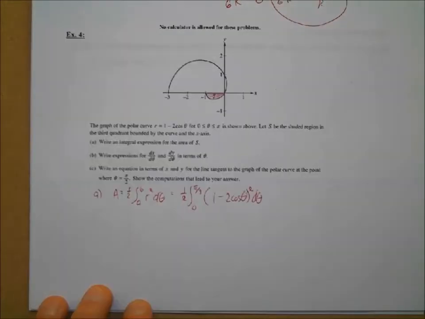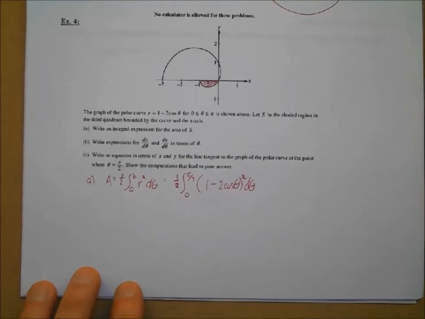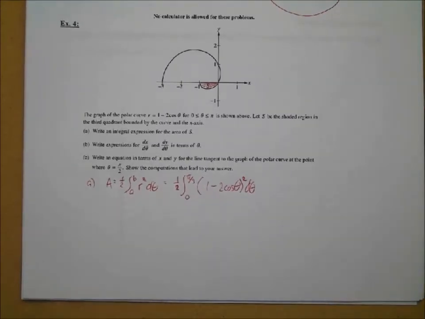Okay, so there is your answer. If you got the R, good. But it's really important that we get the correct limits of integration: 0 to pi over 3. Any questions about how to come up with those limits of integration?